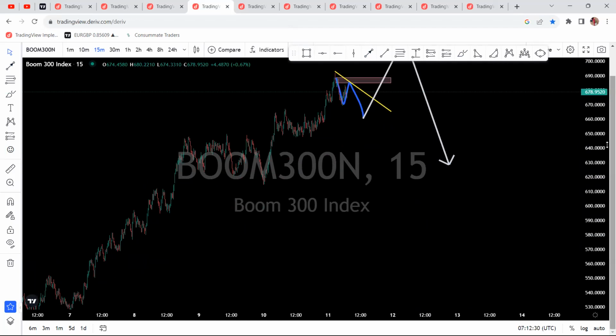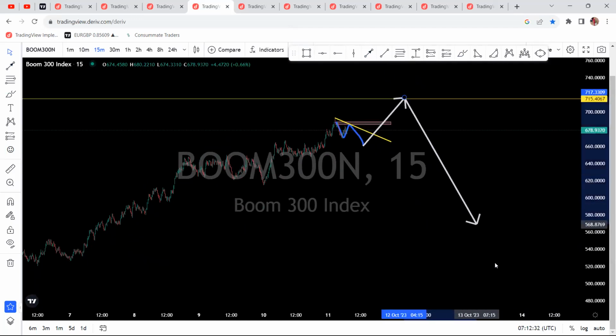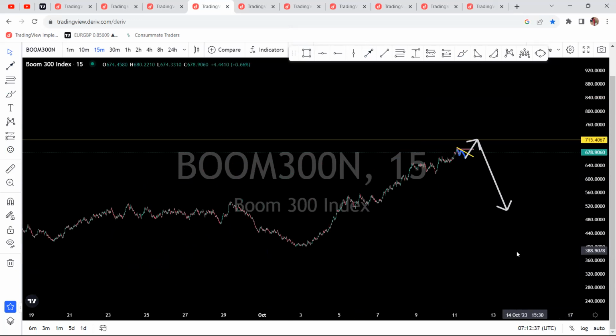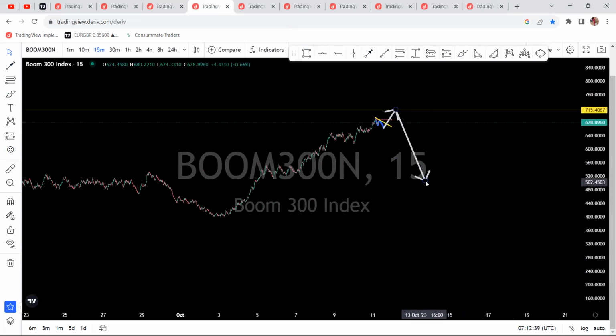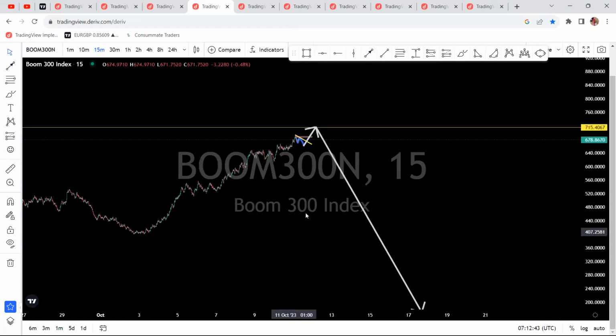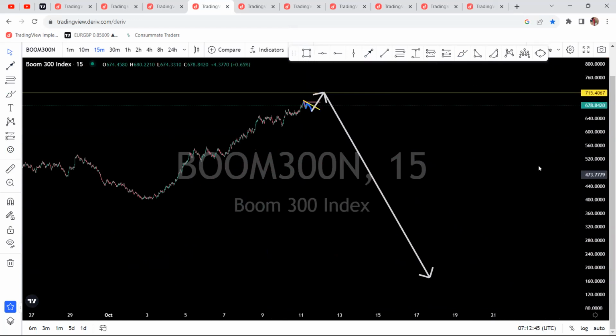This down move can take weeks. We'll be expecting a bigger down move to showcase. That down move can be very, very big, a heavy one, I'm telling you. So that is what we're expecting.